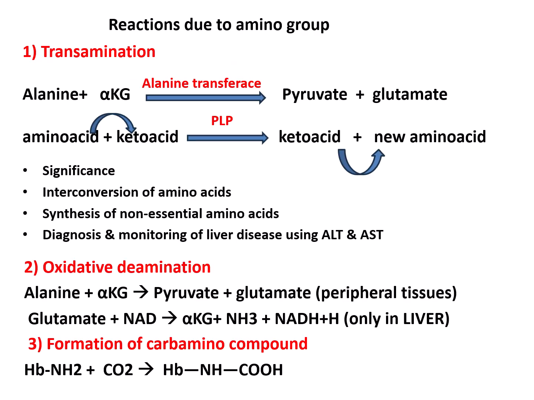Next, reaction due to amino group. First is transamination, next is oxidative deamination, and the third one is formation of carbamino compound. Now, transamination is a process where an amino acid gets converted to keto acid and keto acid gets converted to amino acid. The process is as follows.